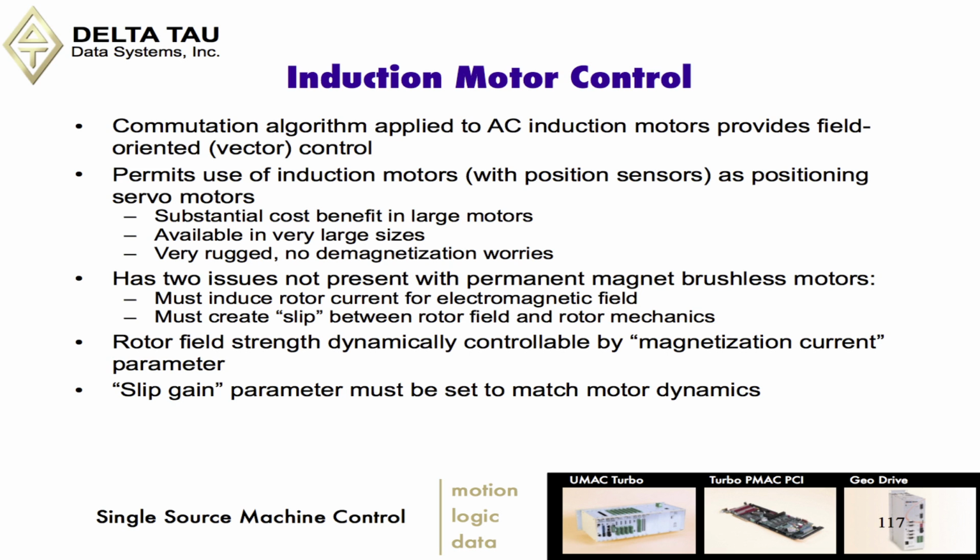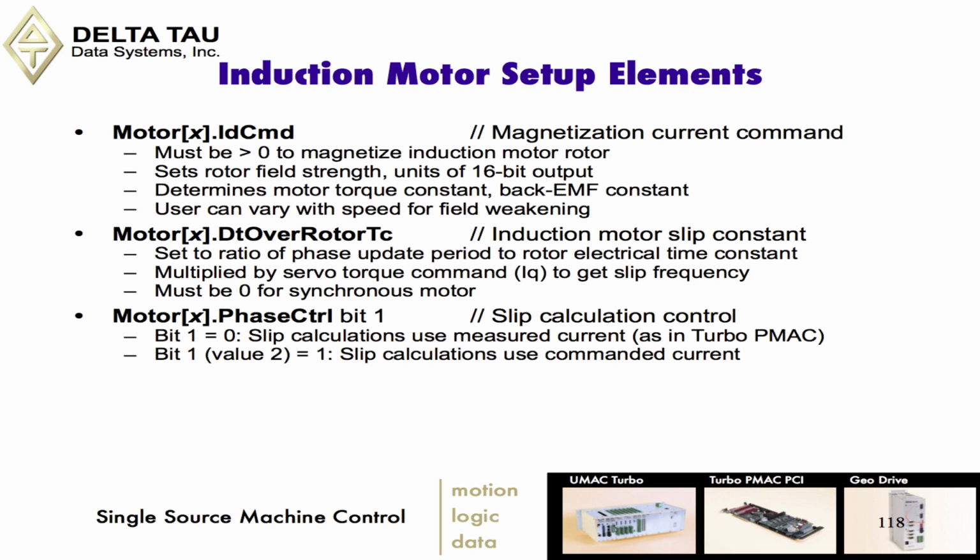So basically, in the setup of an induction motor, there is the magnetization current that needs to be set for the induction motor. Then there's the slip time constant for the motor. So it's set to the ratio of the phase update period of the rotor to the electrical time constant. And then the phase control bit is set to 1. Bit 0 is set to 0. Bit 1 is set to 1. And this tells it to use the slip calculations that would be necessary in controlling an induction motor.